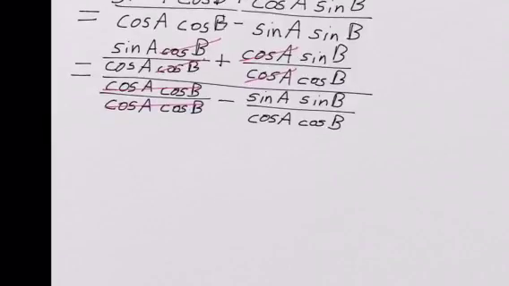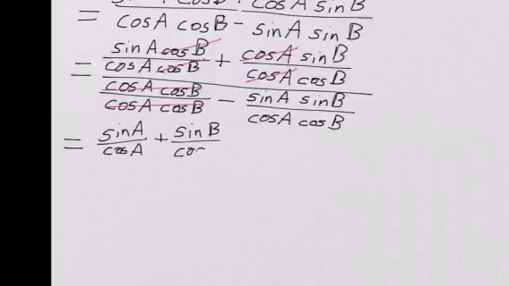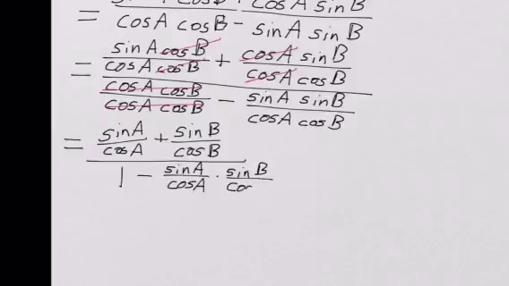So by doing that, I'm left with sine of A over cosine of A plus sine of B over cosine of B, divided by, now remember, when I cancel everything from both the numerator and the denominator, I'm still left with a 1, minus, and what I'm going to do now is separate these into two distinct fractions, sine A over cosine A times sine B over cosine B.